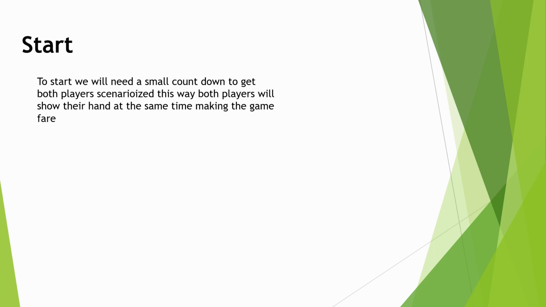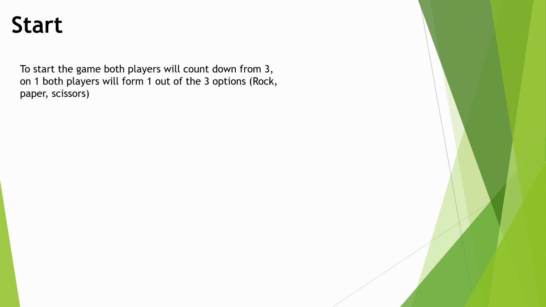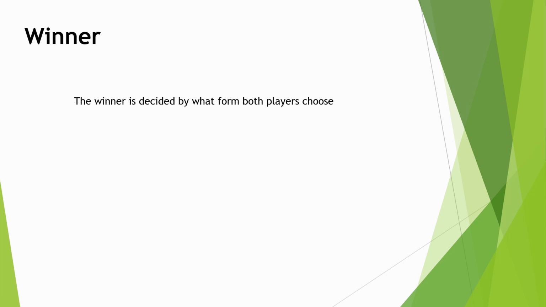To start, we will need a small countdown to get both players synchronized. This way, both players will show their hand at the same time, making the game fair. To start the game, both players will count down from 3, and on 1, both players will form one out of the 3 options, that being rock, paper, or scissors. The winner is decided by what form both players chose.